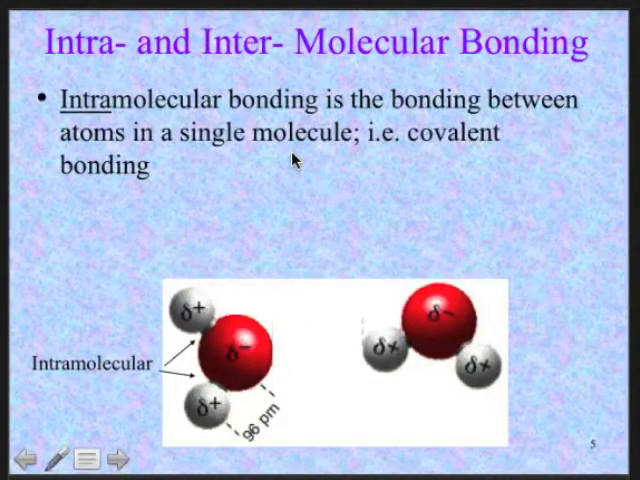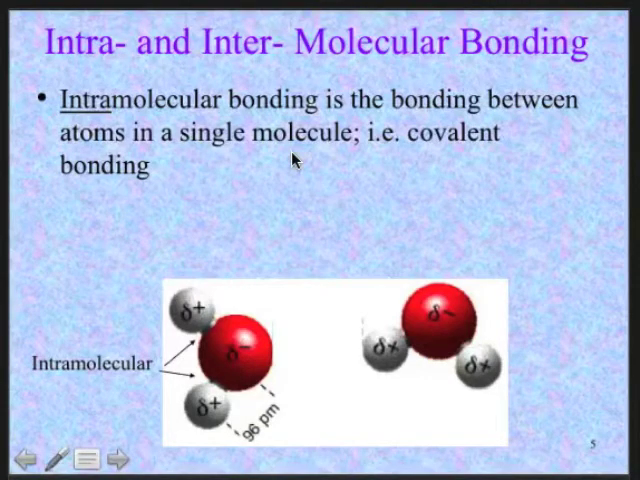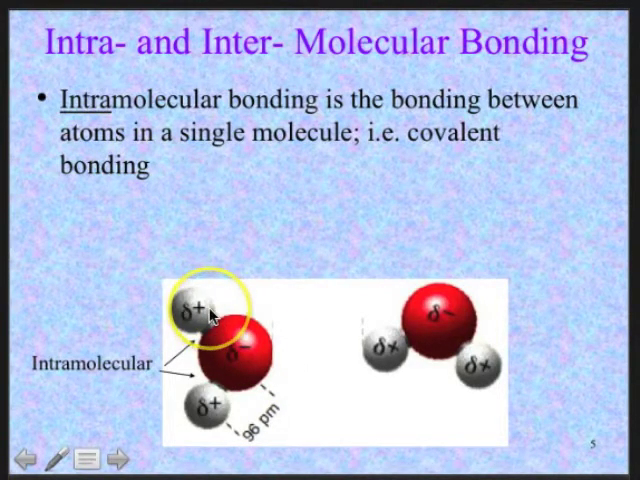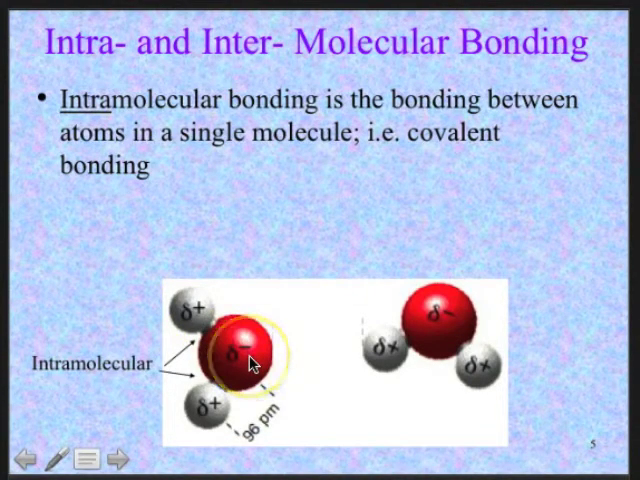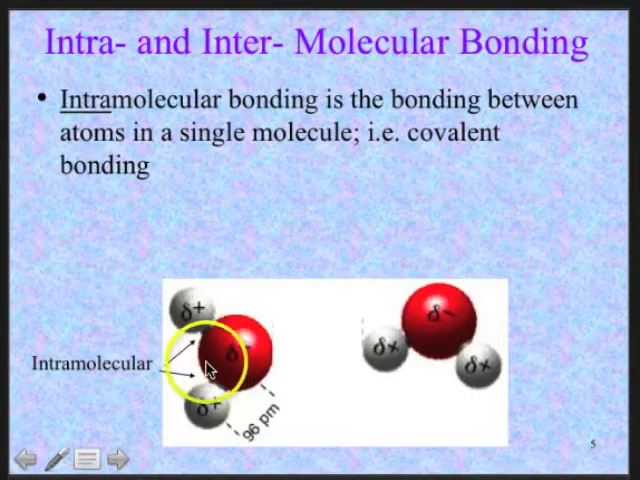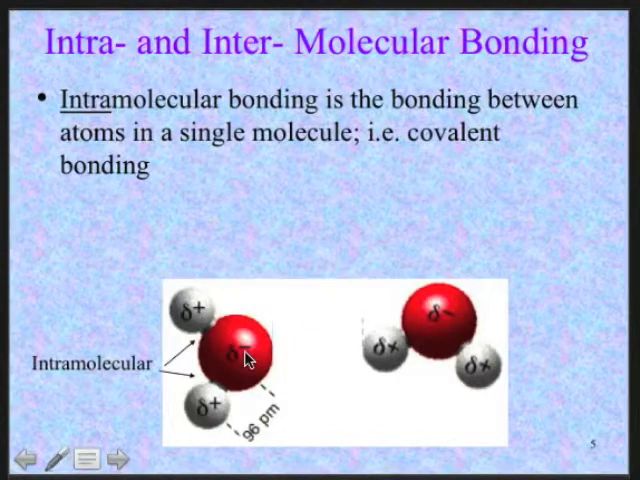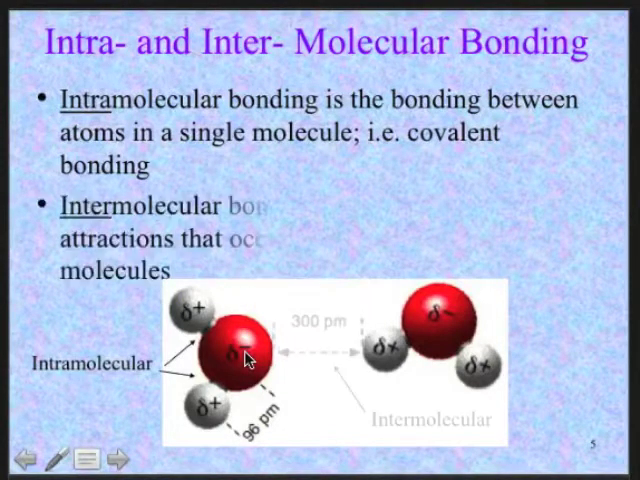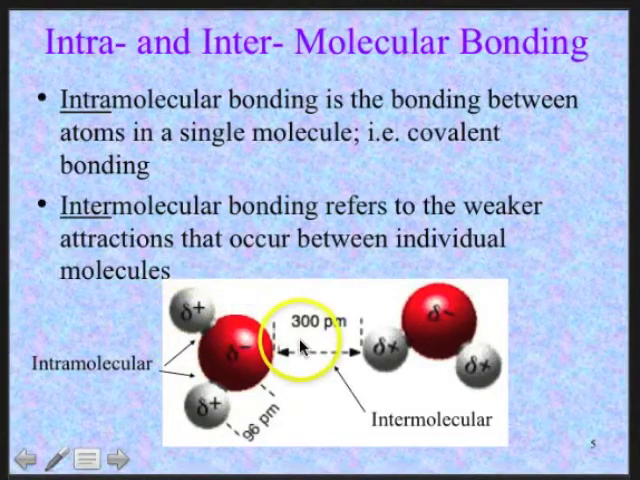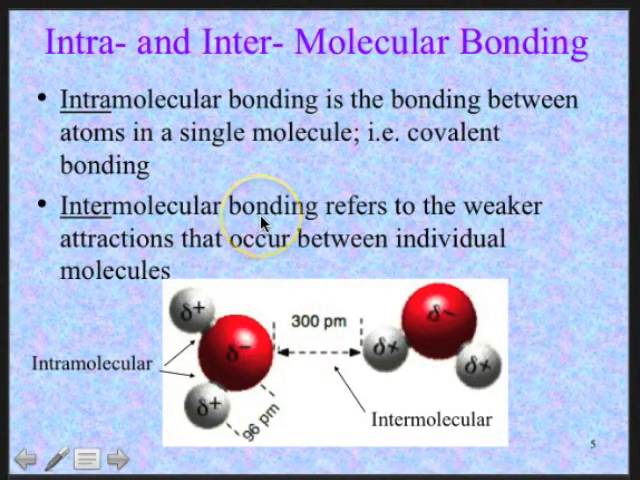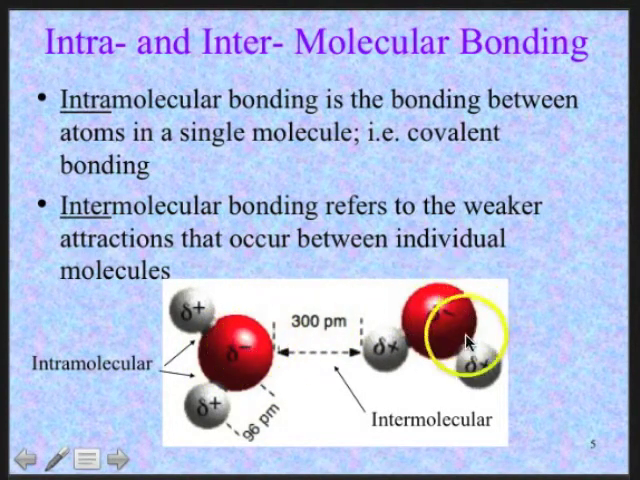We've talked about intramolecular bonding already in Chapter 9. That's the bonding between atoms in a single molecule. In a water molecule, you have an intramolecular bond between hydrogen and oxygen, a covalent bond, if you will. But that's not really the bond that we're talking about as a determining factor for the phases of a substance and the physical properties. It's the intermolecular bonding. And by intermolecular bonding, we mean the attractions between particles.